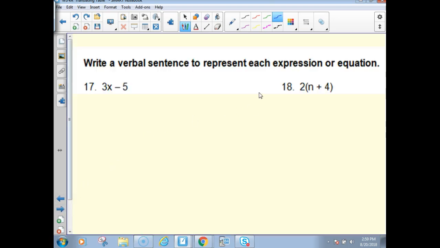Okay, we're going to write a verbal sentence to represent each expression or equation. You can be as basic as you want here, or you can get creative as long as it actually means what this expression says. So you can just write, 3 times a number x, or 3 times x minus 5. I mean, that's fine. I guess I could have used a 3 there.